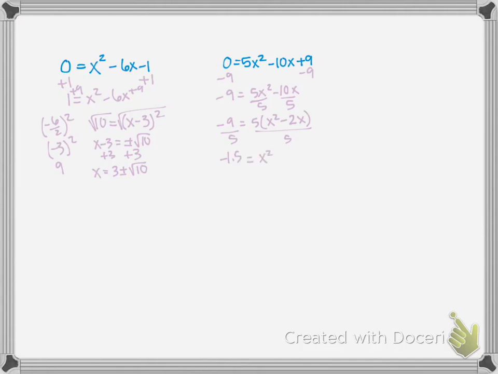So now I've just got my normal x squared minus 2x, so that's my b. So negative 2 divided by 2 squared. Negative 2 divided by 2 is negative 1. Negative 1 squared is 1. So I'm adding 1 to both sides. So I got negative 0.5 is equal to x minus 1 squared. Opposite of squaring. Cannot square root a negative again. So I got another no solution.